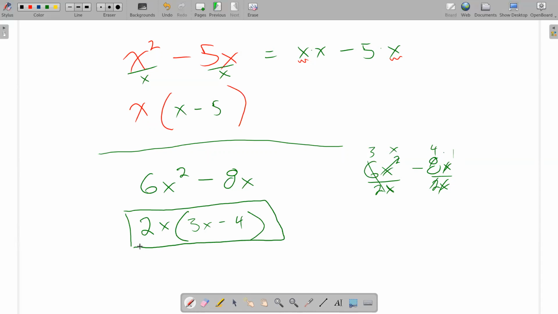And if, again, you're ever unsure, you can distribute to check. So I'm going to check the second one by just distributing. 2x times 3x is 6, x times x is x squared. 2x times negative 4 is negative 8x, and that is what I started with, okay? So this would be the completely factored form.